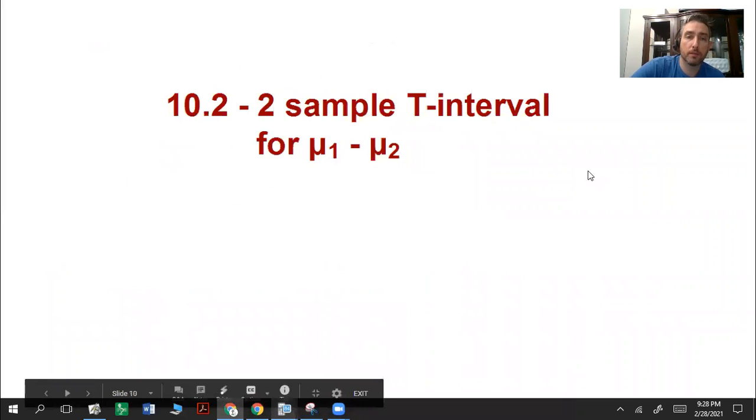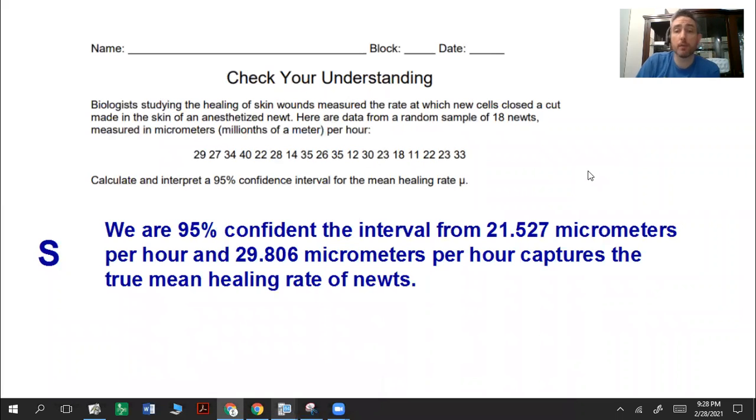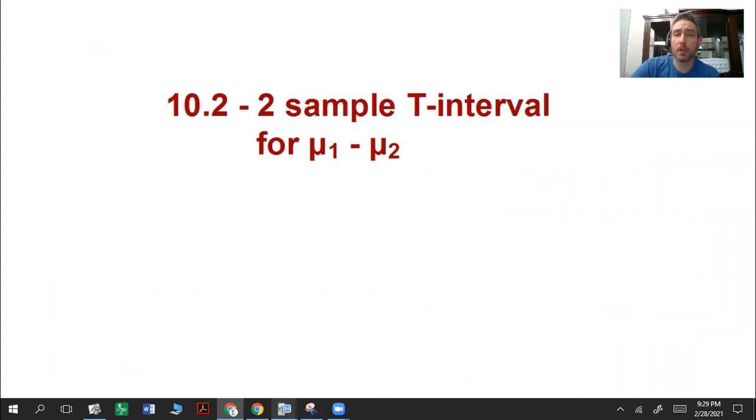Let me say we're 95% confident the interval from 21.527 micrometers per hour to 29.806 micrometers per hour captures the true mean healing rate of newts. So that is the process for estimating a population mean for one sample. Now we're going to do two samples. So we're trying to find the difference.